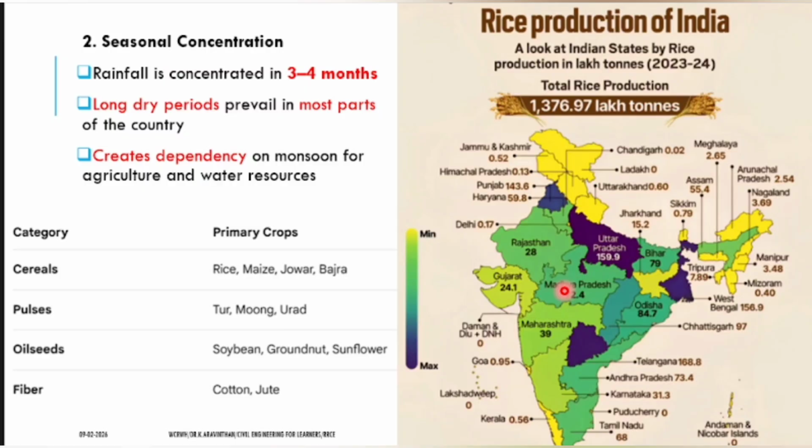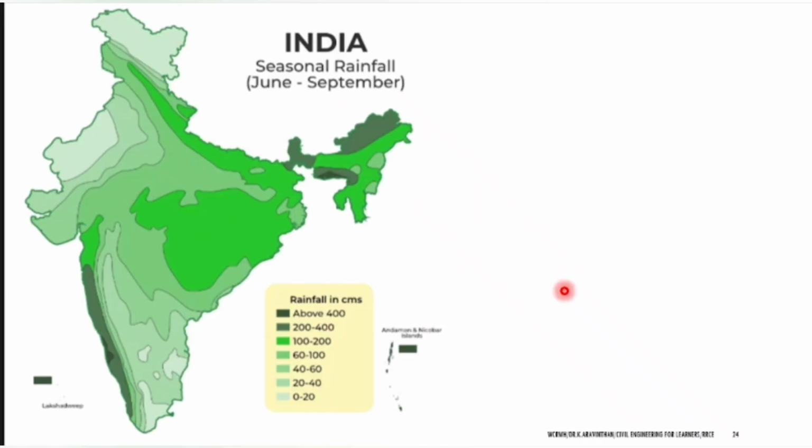Seasonal concentration will be more. Most of the parts will have long dry periods. Throughout the year, only 3 months we have rainfall. The rest of the 9 months we don't have rainfall. Long dry period is there in India.